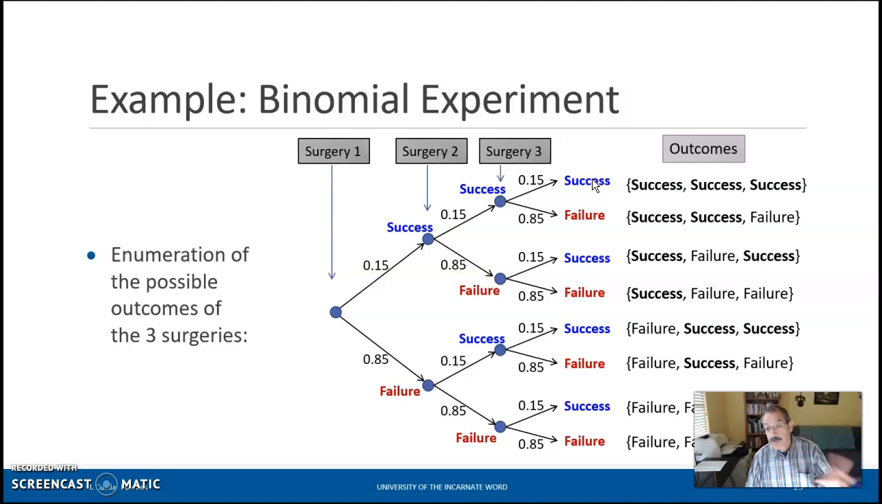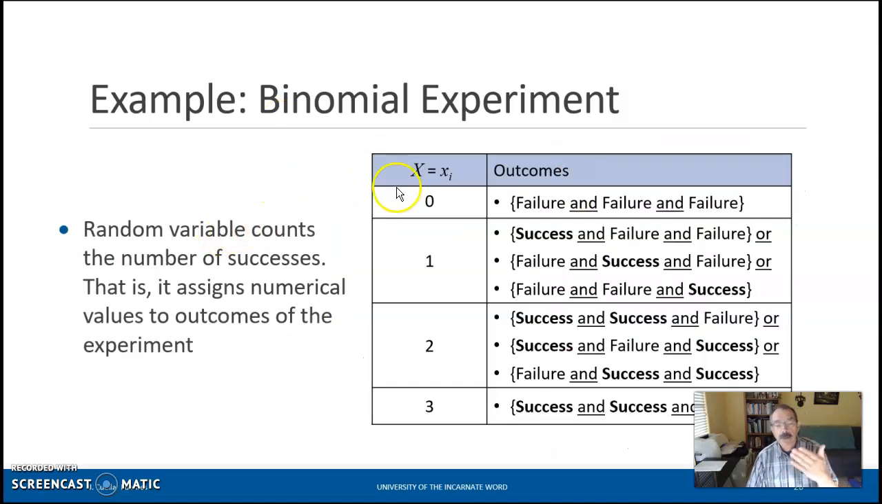All right, so the next step is to use this information to calculate the probabilities associated with the values of the random variable. In this case, we have values of 0, 1, 2, or 3. 0 will be assigned for the outcome failure, failure, and failure, so all 3 surgeries fail in a sequence. A value of 1 will be assigned whether we obtain a success and a failure, or a failure and a success and a failure, or failure, failure, and success. You see in those 3 sequences there is only 1 success.